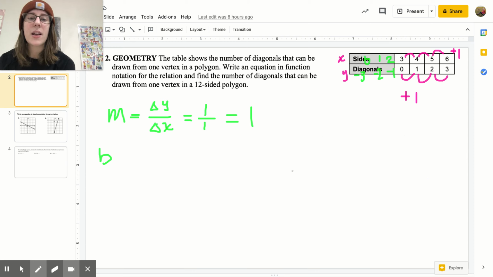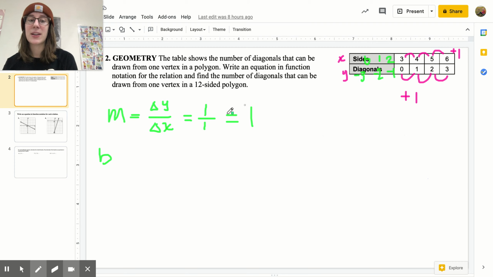It seems like this is a little bit weird because if we want to write an equation, we can't really have negative diagonals. There are no diagonals once you get to something with 2 sides. Why is that? Because you can't make a shape with 2 lines. If there are 3, a triangle, there's no diagonals. If there's a square, you could draw 1 if you're going from just one spot. So in this case, find the number of diagonals that can be drawn from one vertex in a 12-sided polygon.